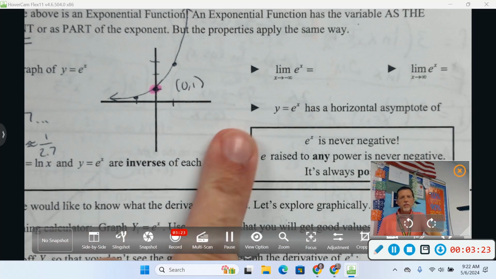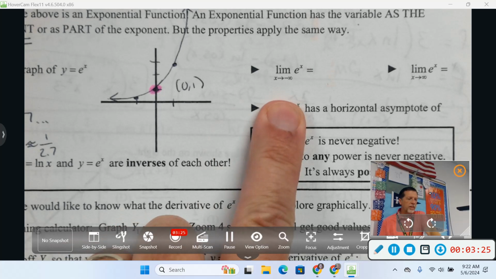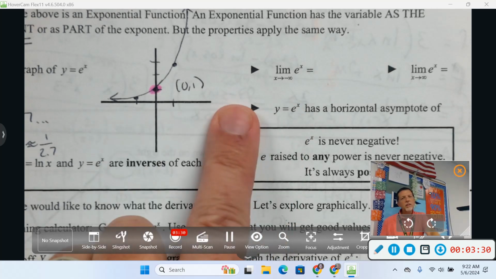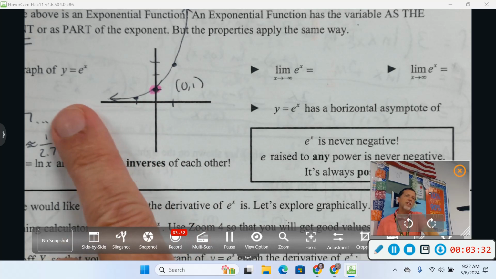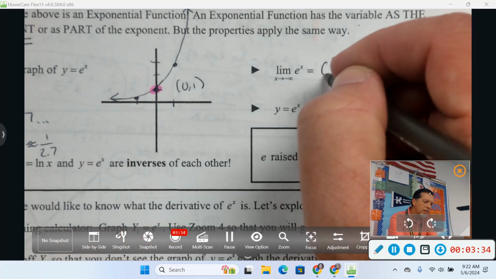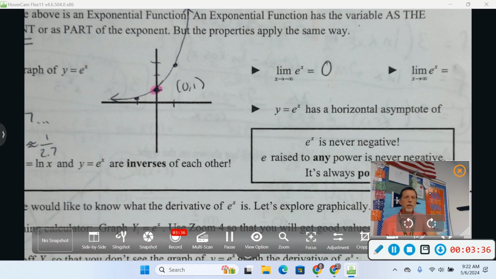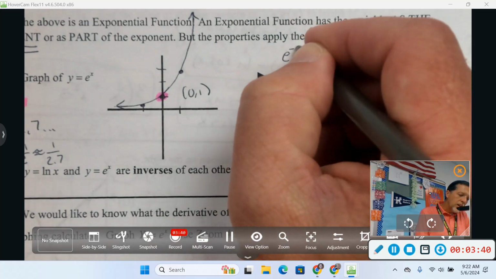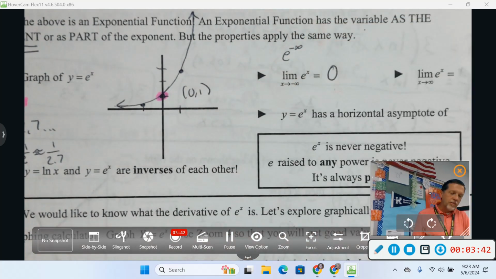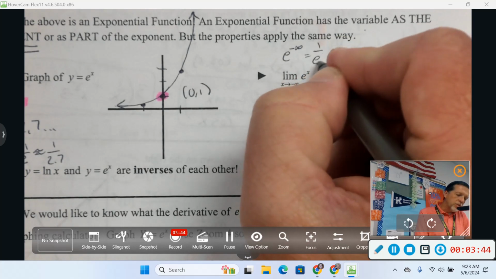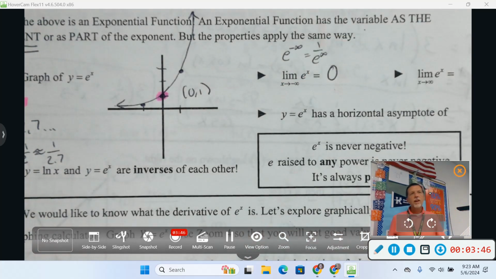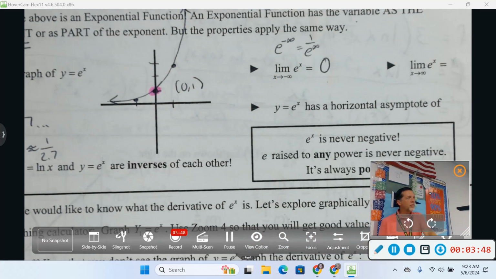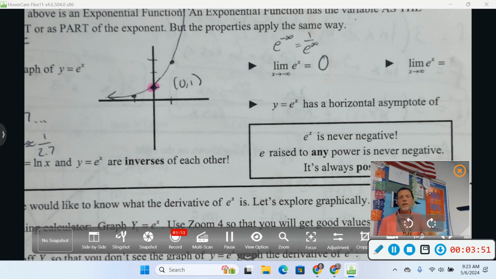Okay, some limits here. So this is practice. Limit as x goes to negative infinity of e to the x. Look at the picture. As x goes to negative infinity, the graph is headed towards 0. The graph is the best way to do it. But if you do e to the negative infinity, that's 1 over e to the infinity, and that would definitely be 0. Right? 1 divided by something really, really big heads to 0.